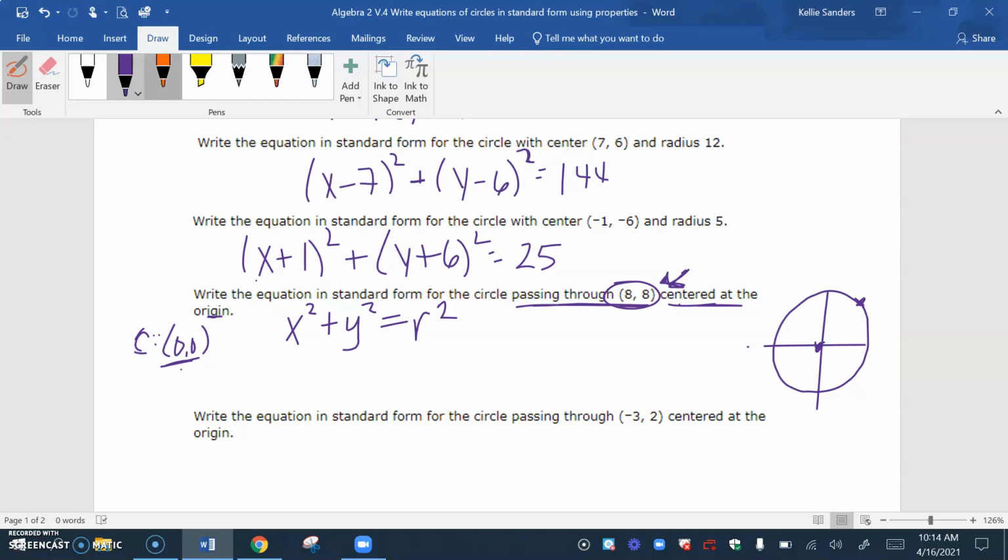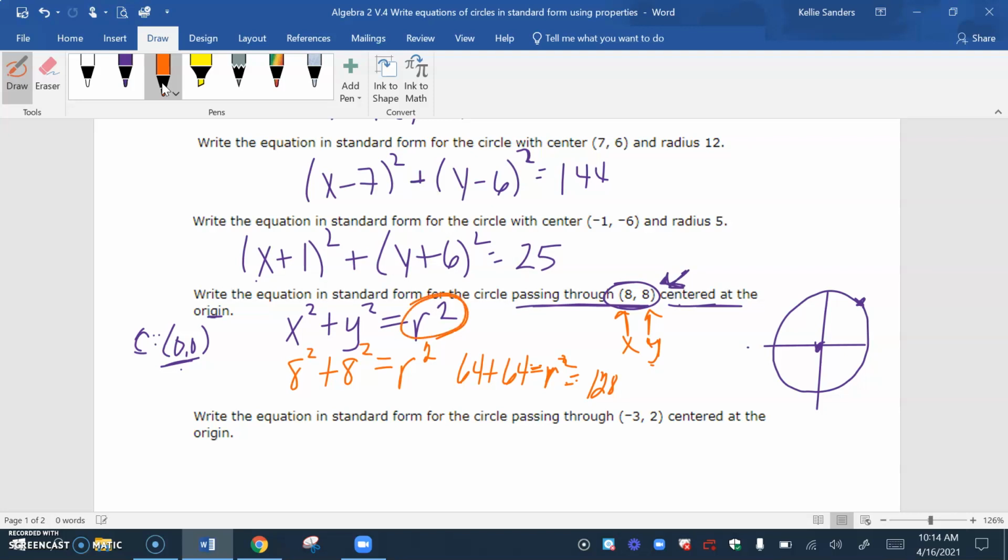But if we know that it's going through this point, then it gives me an x and a y. So if I put 8 into the x and I put 8 into the y, and I still don't have r squared, 8 squared is 64, 8 squared is 64, and that's going to be 128. So r squared is 128.